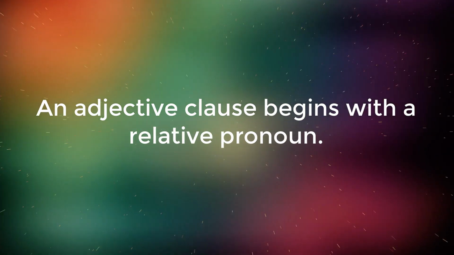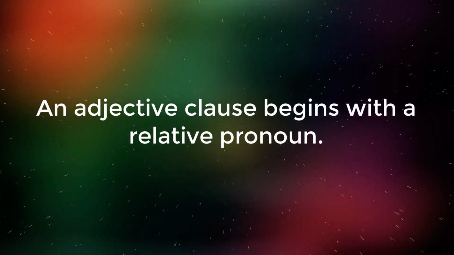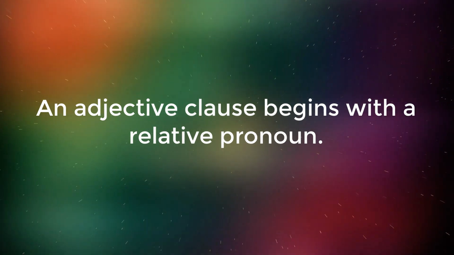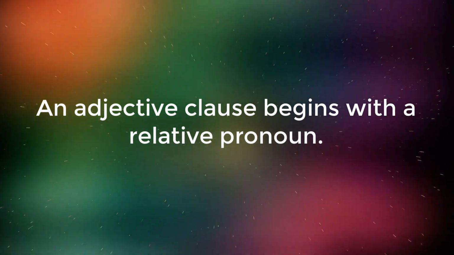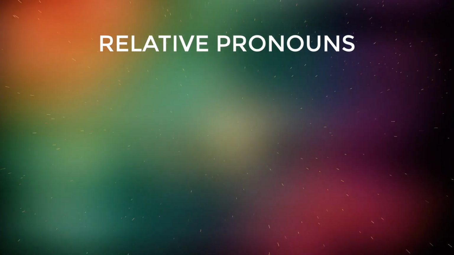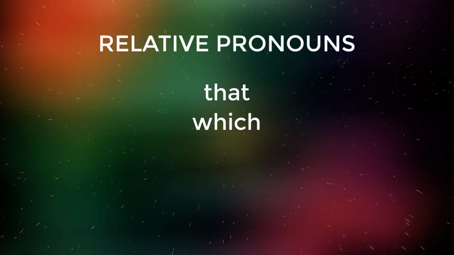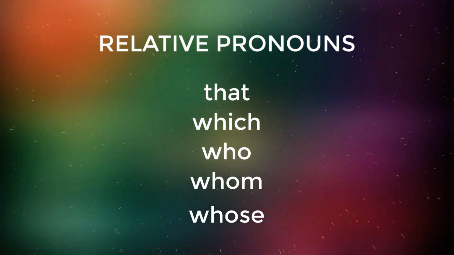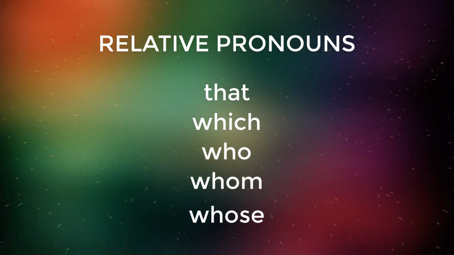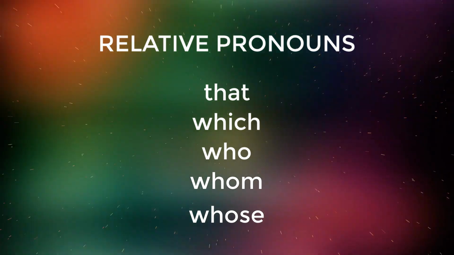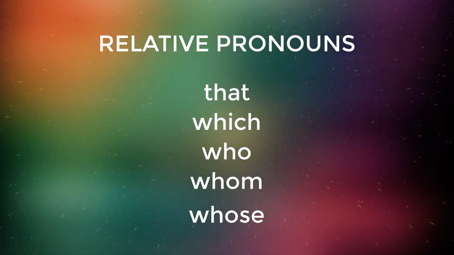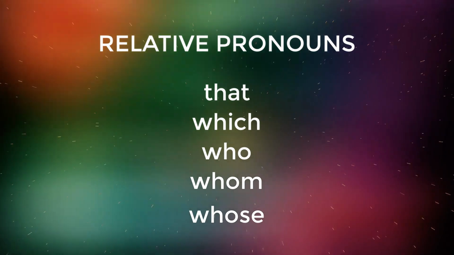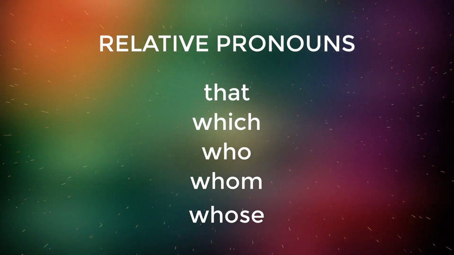Now, one thing that is important that you remember is that the adjective clause begins with a relative pronoun, and you must be able to identify the relative pronoun. Mainly that, which, who, whom, and whose. If you are able to identify the relative pronoun, you should be able to identify the adjective clause and reduce it to an adjective phrase.